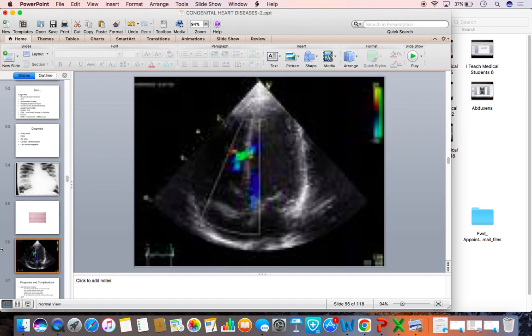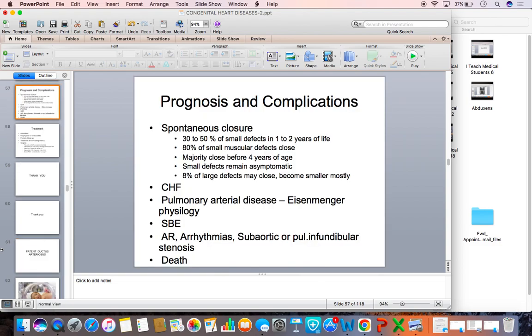And in echocardiography, you can see the ventricular septal defect with the shunting of the blood from the left ventricle to the right ventricle. Then what is the prognosis and complications? A word about it.